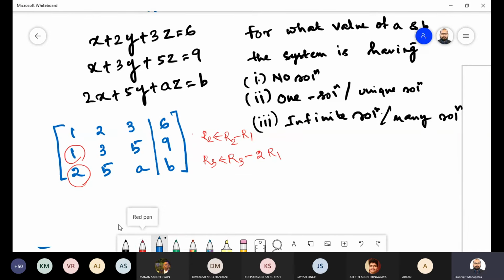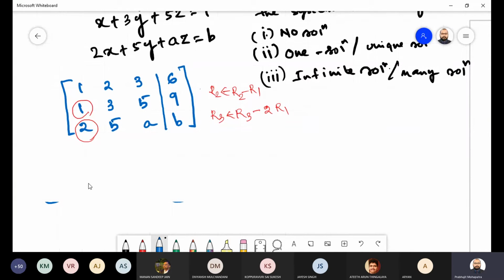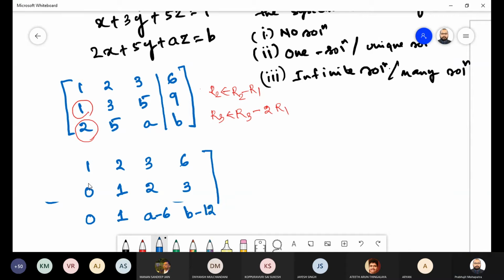If you write these operations, then it is going to have 1, 2, 3, 6; then 1 minus 1 is 0, 3 minus 2 is 1, 5 minus 3 is 2, 9 minus 6 is 3. Then 2 minus 2 times 1 is 0, 5 minus 2 times 2 is 1, a minus 2 times 3 is a minus 6, then b minus 2 times 6 is b minus 12. Okay.